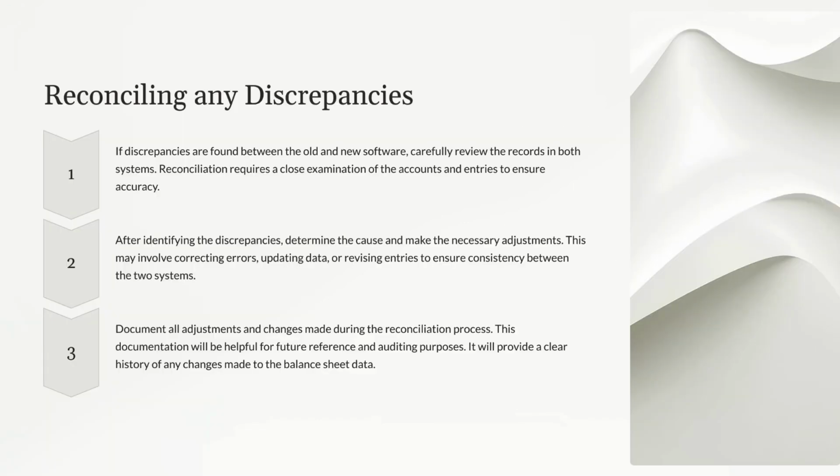Reconciling any discrepancies. If discrepancies are found between the old and new software, carefully review the records in both systems. Reconciliation requires a close examination of the accounts and entries to ensure accuracy. After identifying the discrepancies, determine the cause and make the necessary adjustments. This may involve correcting errors, updating data, or revising entries to ensure consistency between the two systems. Document all adjustments and changes made during the reconciliation process. This documentation will be helpful for future reference and auditing purposes. It will provide a clear history of any changes made to the balance sheet data.